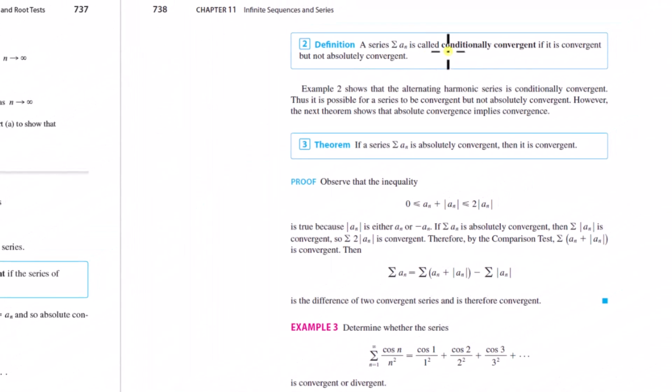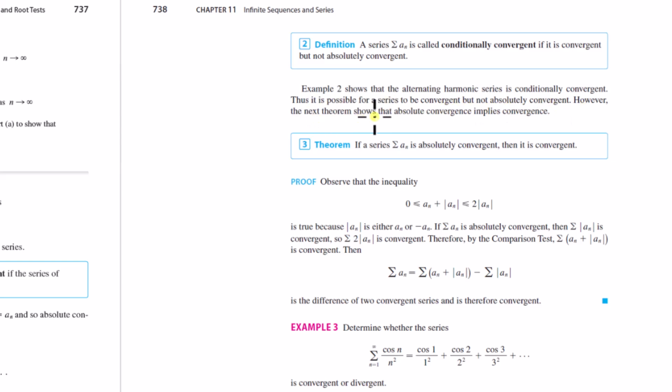A series is called conditionally convergent if it is convergent but not absolutely convergent. Okay, so just note this. All right, and then what they state next is that, so yeah, the alternating harmonic series is conditionally convergent. Thus, it is possible for a series to be convergent but not absolutely convergent.